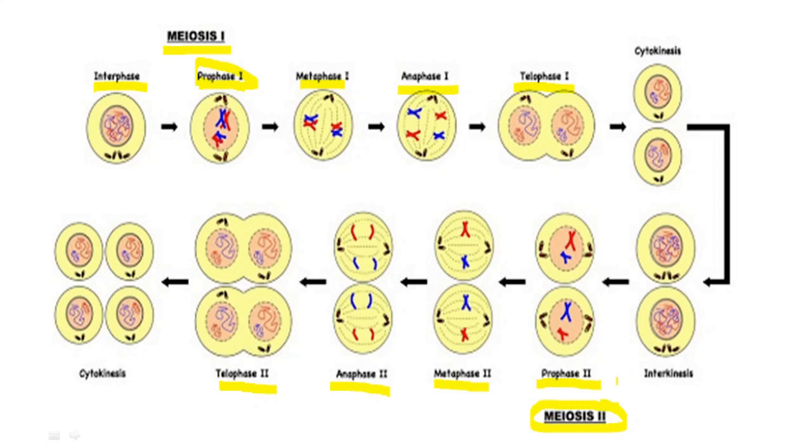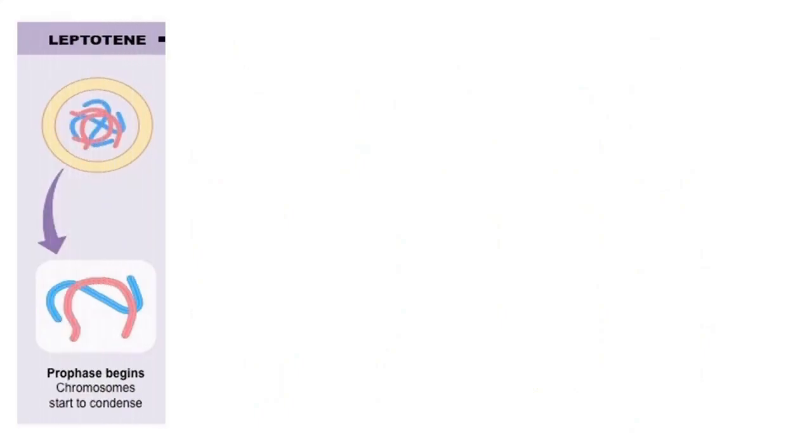Now we will talk about prophase 1 in more detail, and then we will again come back to metaphase 1, anaphase and the rest of the divisions. First, leptotene. Leptotene is what? Leptotene is the first step in case of prophase 1. In prophase 1, it first moves through leptotene.